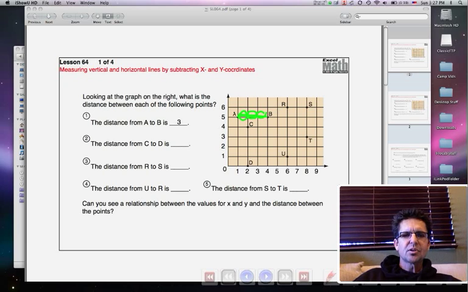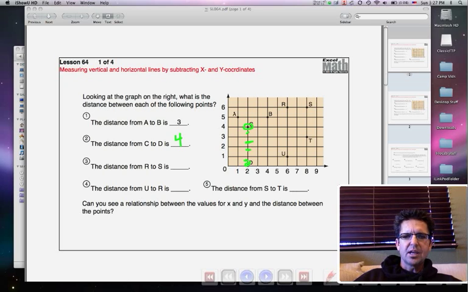Go ahead and see if you can solve numbers 2 through 5, and then restart the video to see the solutions. All right, the answer to number 2, from C to D. Here's C, here's D. You can see we have 1, 2, 3, 4 segments, so the answer is 4.